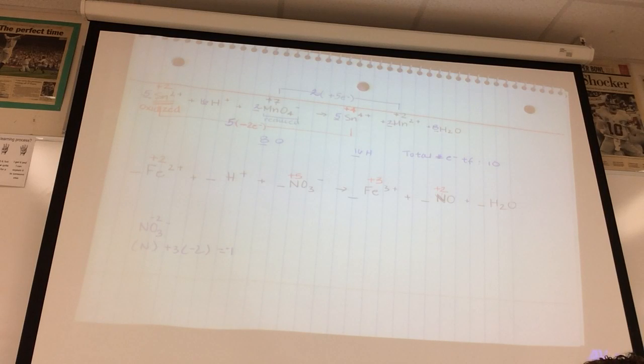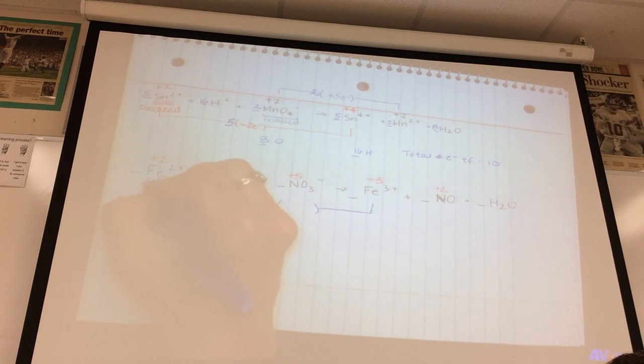Yes. You're right. Good job. Sloppy, sloppy. All right. We've got +2 to +3. Reduced or oxidized? Does the oxidation number go down? No, so it's not reduced, it's oxidized.